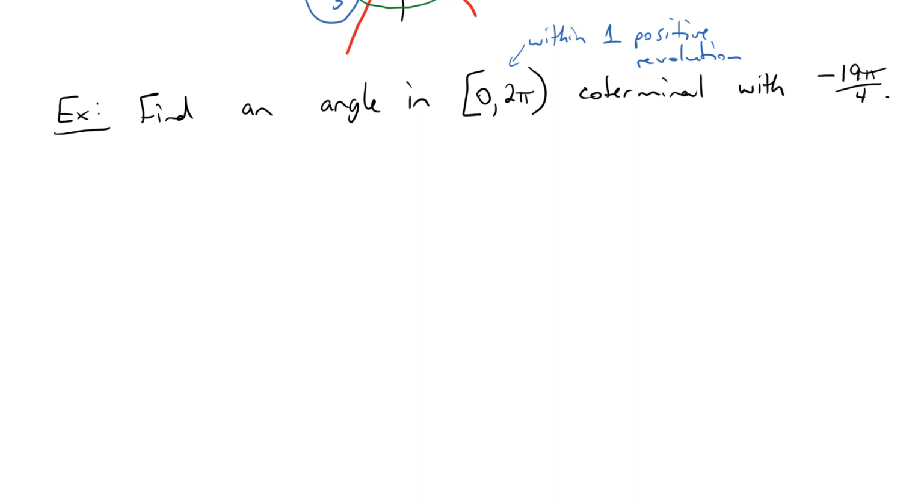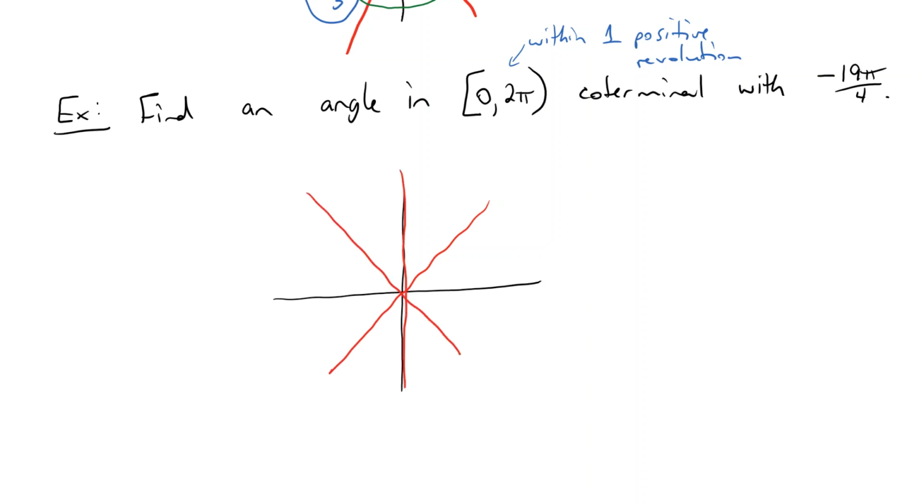So you could certainly come to your plane. You could mark out all the pi over 4's, which are, remember, like this. They're halfway points between each quadrant. And you could start at 0 and you could literally count negative 19 of those to find your terminal side. Okay? But rather than do that, I really like this technique. Negative 19 fourths. Let's just look at that for a moment.